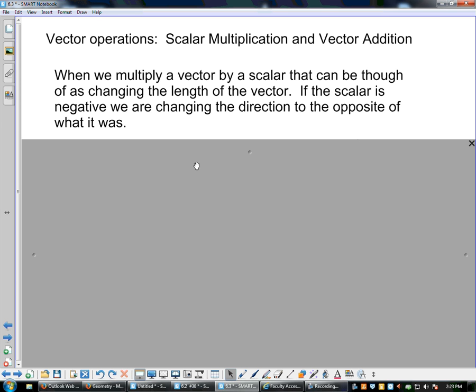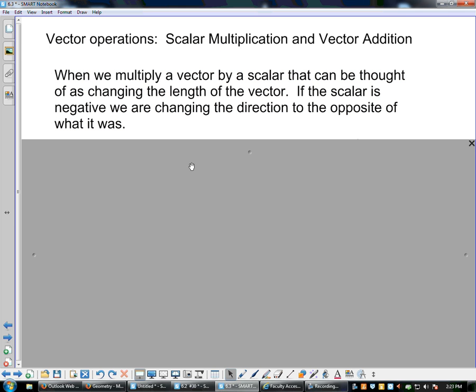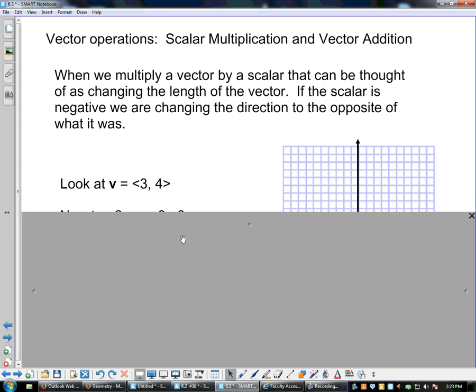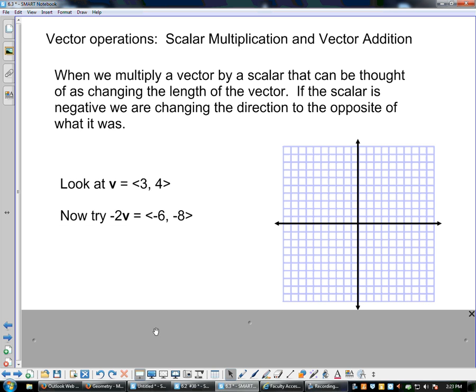Okay, so when we multiply a vector by a scalar, that can be thought of as changing the length of the vector. If the scalar is negative, we are changing the direction to the opposite of what it was. So I think this is your next example?